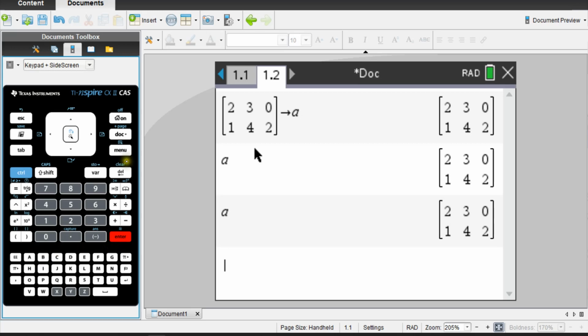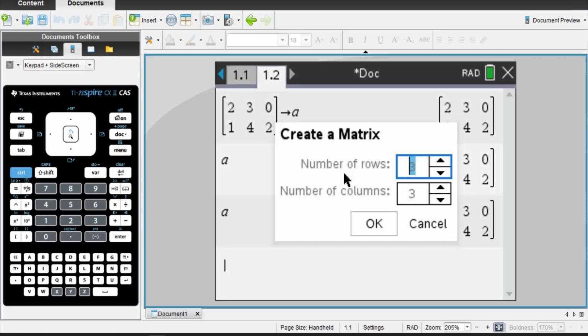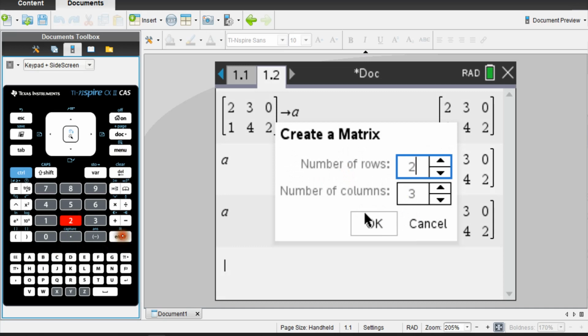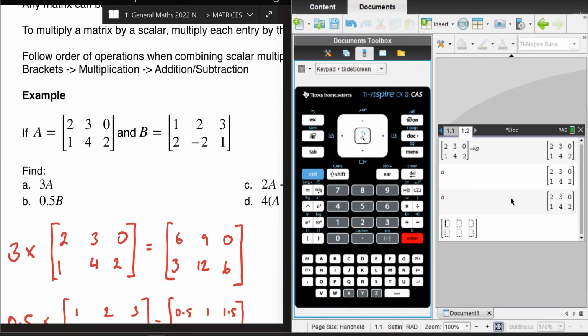Okay, now let's do the other one. So make the other matrix. It's another 2x3. We'll call this matrix B. So 1, 2, 3. Next row, 2, -2, and then 1. Okay, put your cursor all the way to the right.